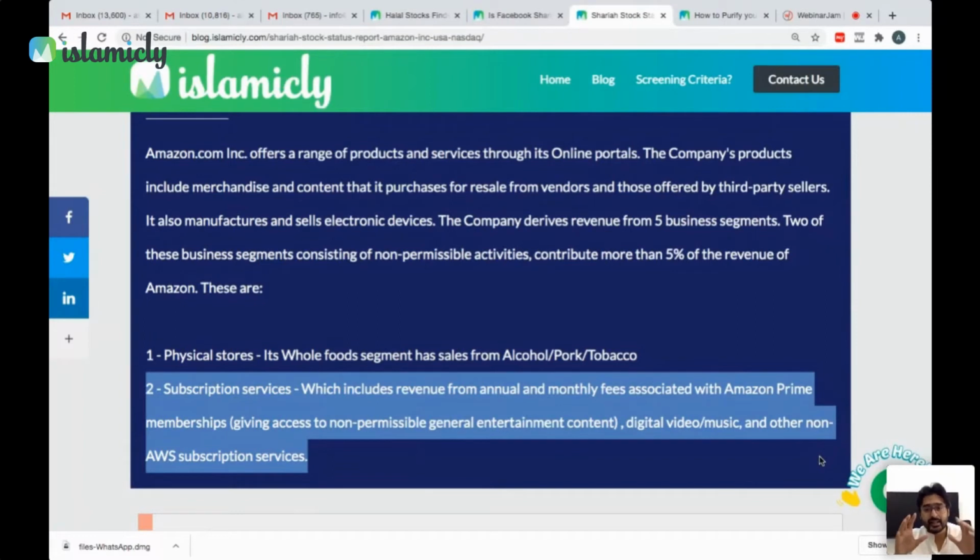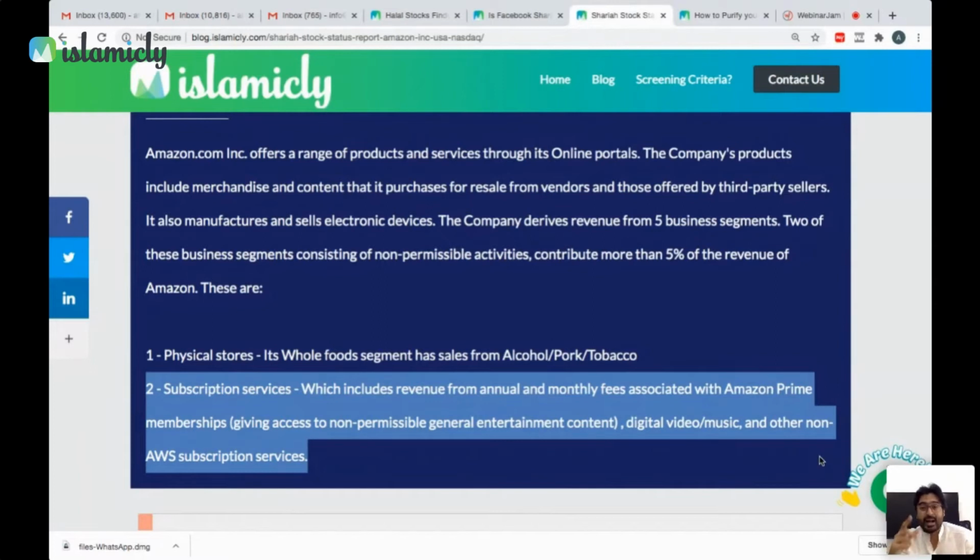So the company says that it has 5 revenue segments. Out of the 5 revenue segments, basis the Shariah Equity Screening criteria, we have figured out that 2 of its revenue segments, that is physical stores and subscription services, have a problem. The physical stores' problem is the Whole Foods segment, which has revenue from alcohol, pork, and tobacco. And subscription services has a problem because that is where the revenue from Amazon Prime is given. Amazon Prime gives you access to general non-permissible entertainment content, which is non-Shariah compliant because it fails the media and entertainment screening criteria.